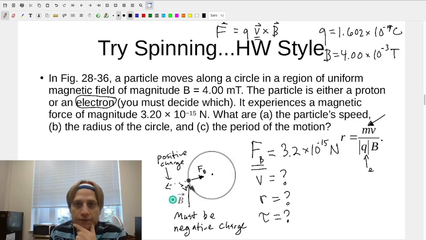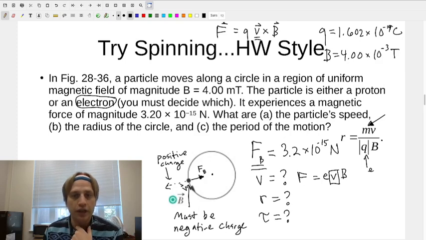So using F equals q times V times B, you're going to be able to find V. F equals e V B. You're going to go ahead and solve for V because that's the speed. The speed, of course, is going to have units of meters per second.